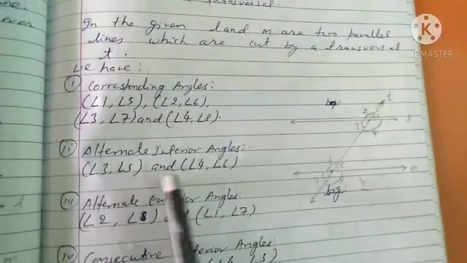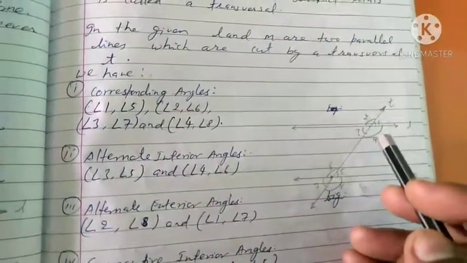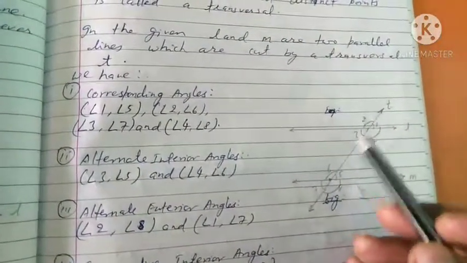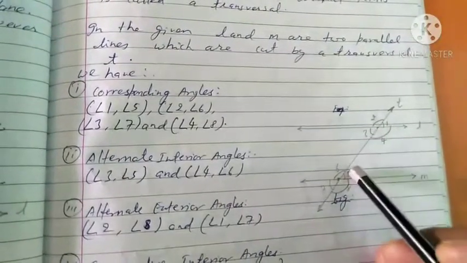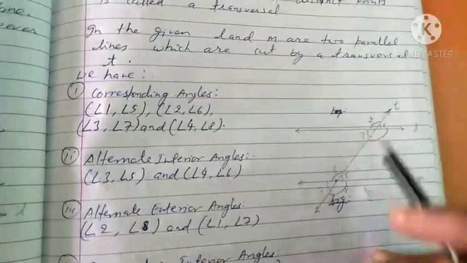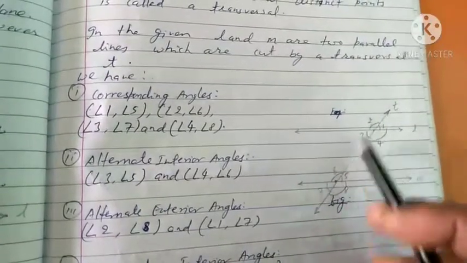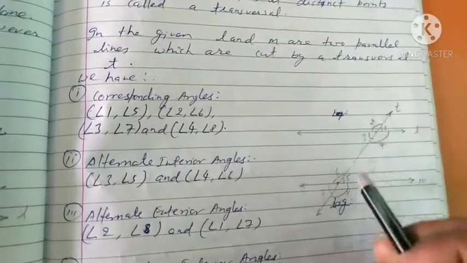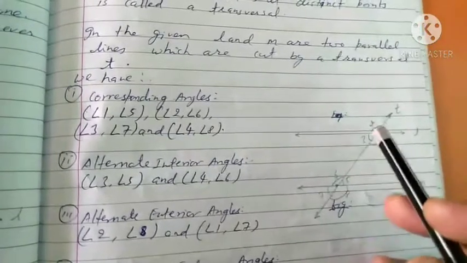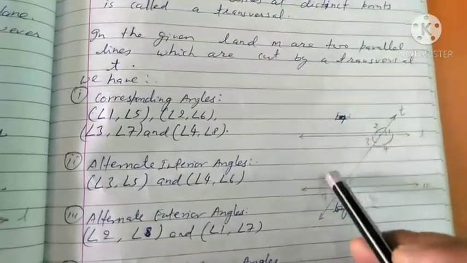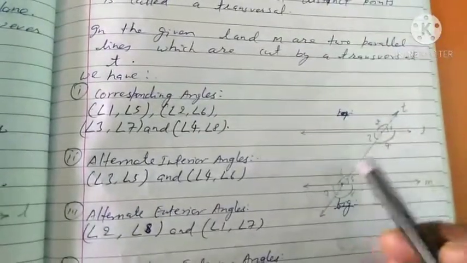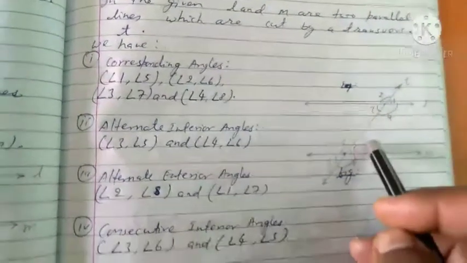Right. Next one is alternate interior angles. The pair of alternate interior angles are angle 3 and angle 5. These two angles are alternate. That's why they are called alternate interior angles. So the first pair is angle 3 and angle 5, and the second pair is angle 4 and angle 6. These two pairs are called alternate interior angles in this figure.